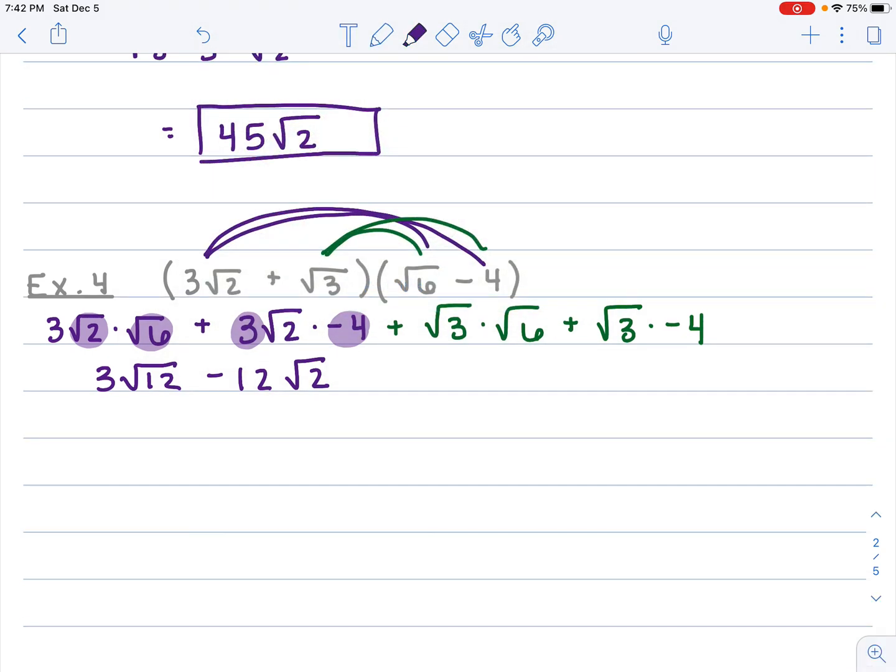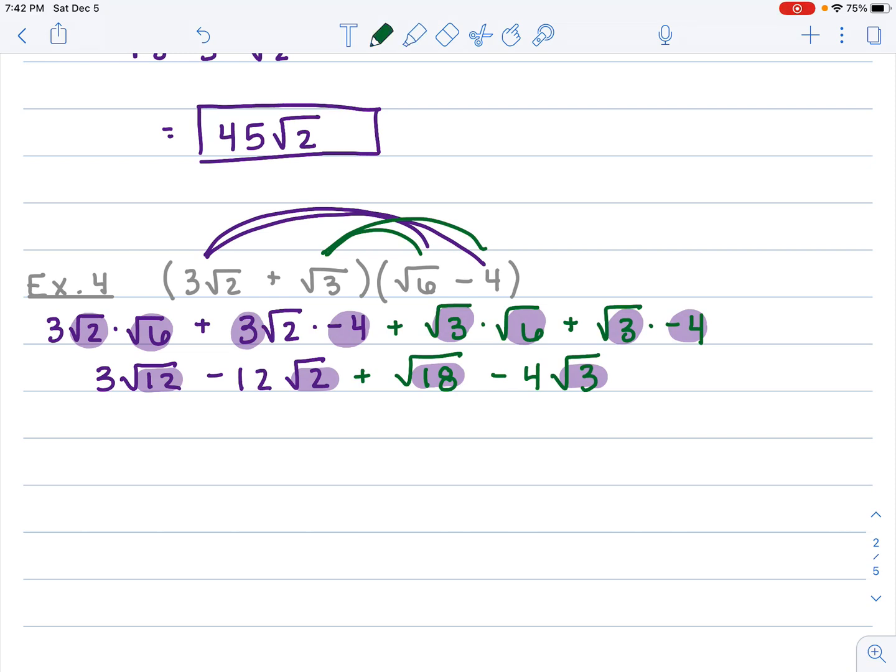Over here, I've got the radical 3 and the radical 6. Radical 3 times radical 6 is radical 18. And then over here, I have radical 3 and negative 4. Those aren't like terms, so that would just be negative 4 times radical 3. Now, as of right now, none of my radicals are the same. I've got radical 12, 2, 18, and 3. So I cannot add or subtract any of those. We need to go through and see if we can simplify any of these.